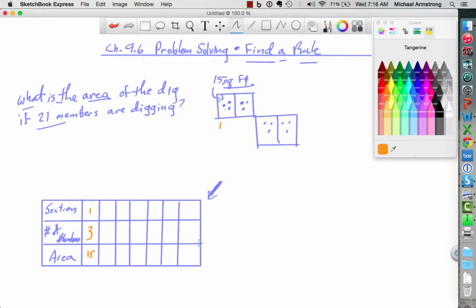So you need to keep filling this in, just like it shows you in the problem, and then we have to work out what it will be when there are 21. So if we go 1, 2, 3, 4, 5, 6, 7, and we count by 3s. 3 times 7 is 21. But if we count by 3s, 3, 6, 9, 12, 15, 18, 21. Okay, we can see that the rule is that we're adding 3.